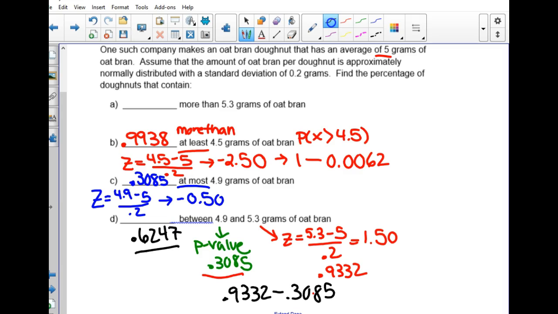Okay, and now the question was then, is 0.9332 the answer to A? No. It would be the answer to A if this was a less than. But because it's a more than, we need to do 1 minus 0.9332, which gives 0.0668.